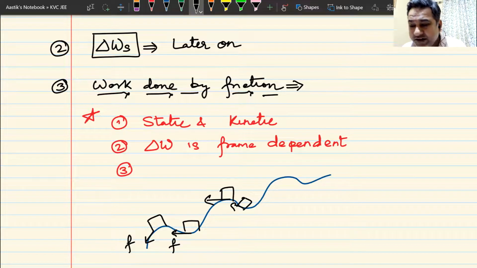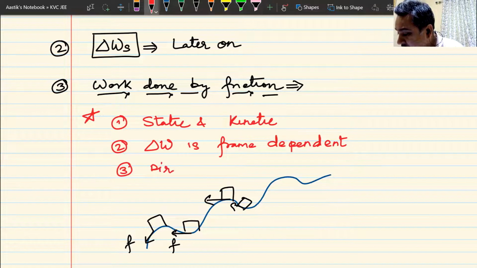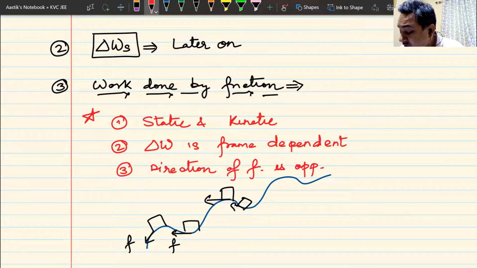Now, gravity is not like that. Gravitational force does not depend on the direction of motion. Frictional force is very special. It depends on the direction of motion. So the third point that you must remember is frictional force. The direction of frictional force is opposite to motion. It will keep on continuously changing.